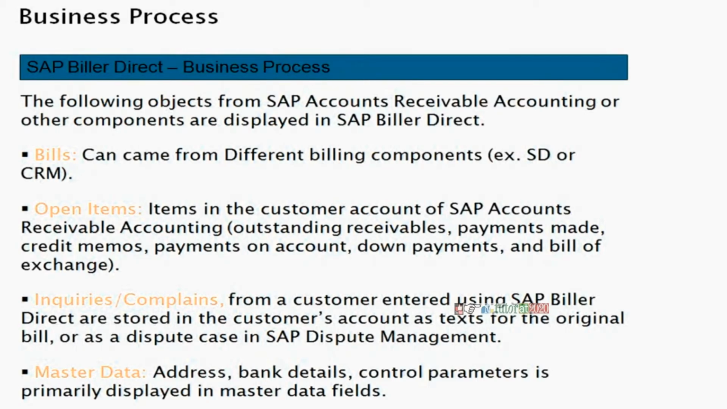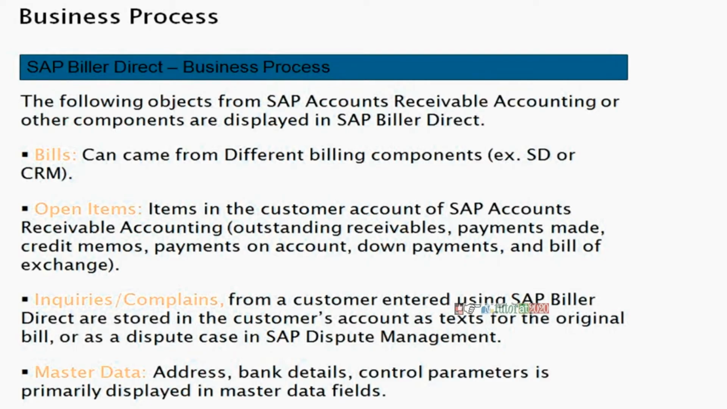First you will see the bills that came from different billing components, SD or CRM. If your client is using CRM and the sales and distribution module, either of them can be interfaced with SAP Biller Direct. Then all the invoices, whatever is there, will be shown to your end customer, all the bills, open items. Open items include invoices, debit memos, credit memos, payments, down payments, and bills of exchange. All the open items typically shown in the customer account in SAP can be shown on the web browser.